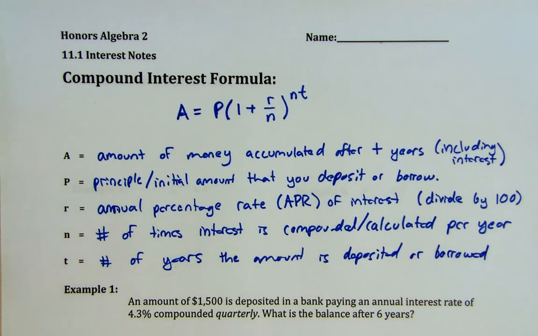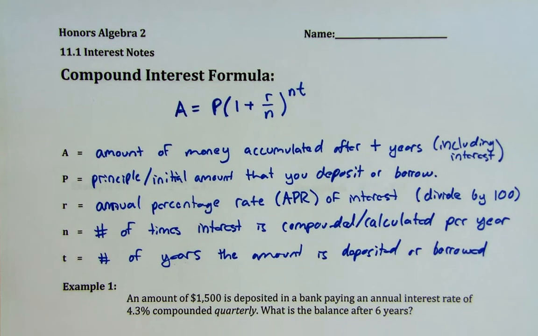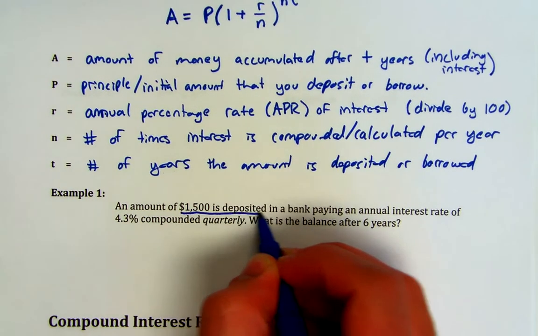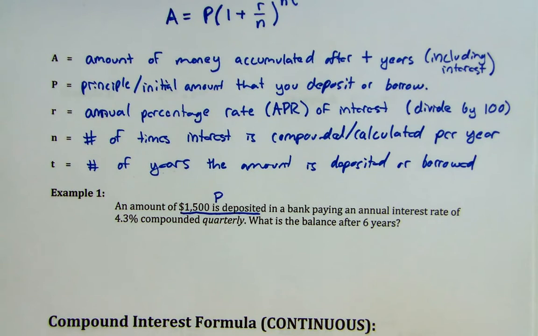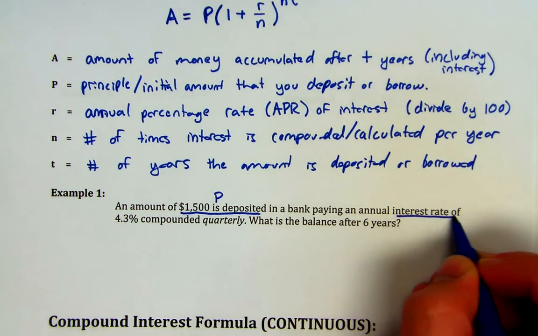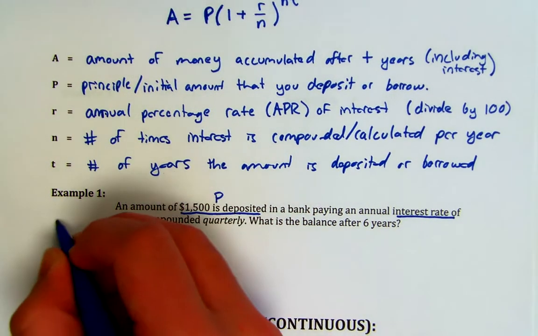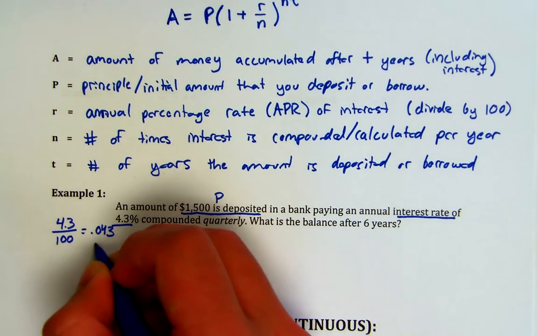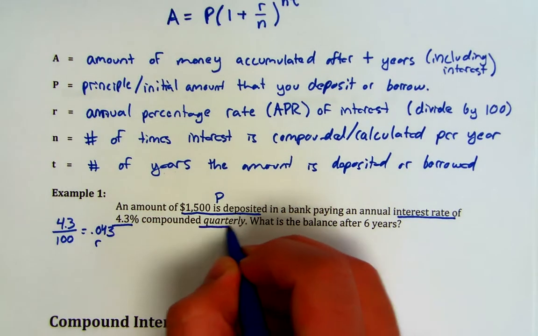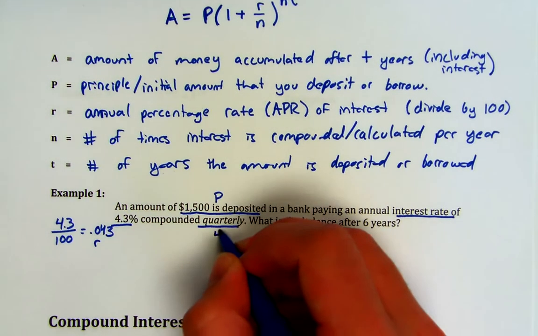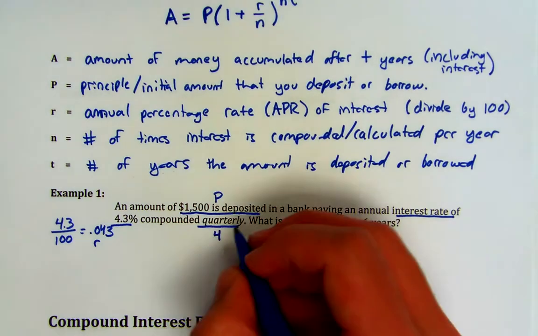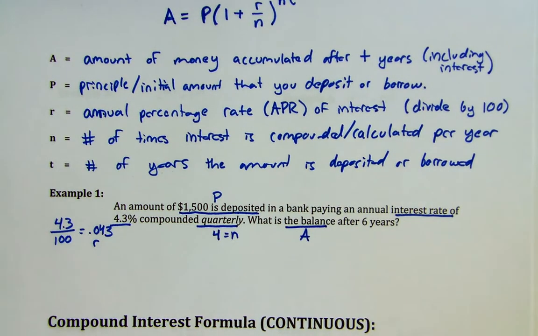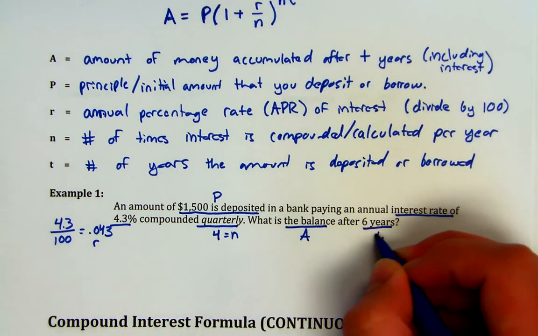So now we're going to use this formula in a contextual situation. So for example, an amount of 1,500 is deposited, so that tells me that that is my principal amount in a bank that is paying an annual interest rate of 4.3%. Now remember, 4.3, we need to divide it by 100 to get 0.043. That is our rate. Compounded quarterly. Quarterly tells us that that is 4 times. So 4 times, that is our N. What is the balance? If we want to know the balance, that's A after 6 years, so T.